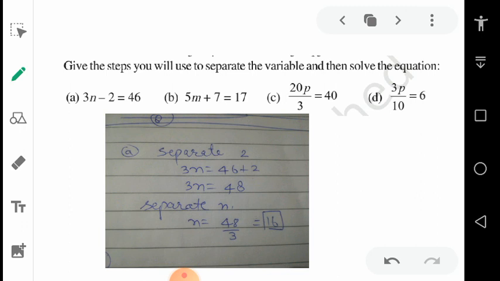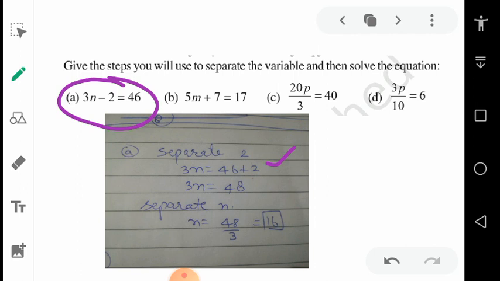So out of these 4 I am solving 2 of these. First is 3n minus 2 equals 46. Now if we try to solve by the trial and error method, it will be time consuming for us, so let's have a proper method. That's why I am telling you that the trial and error method is not so beneficial. So to solve this we will separate the addition or subtraction. Here in the question we have minus 2, so we will separate minus 2. How to separate? Just change the side, it becomes plus 2.